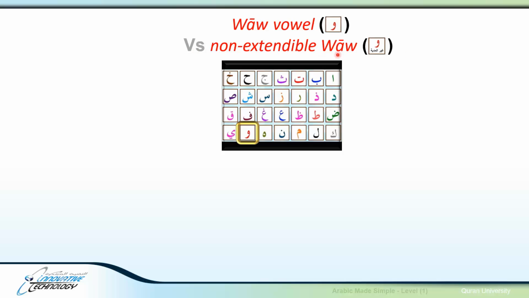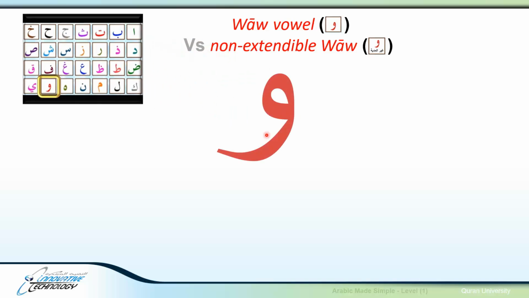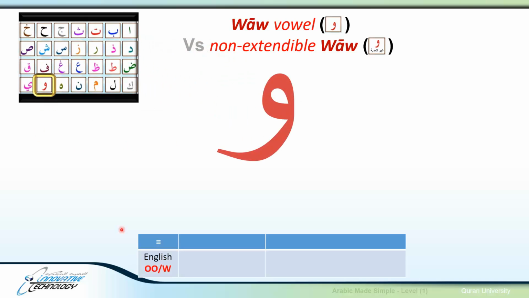Now we're going to discuss the two forms of the waw vowel, and compare it to the non-extendable waw غير المادية. So the waw has two forms. Both of them represent either the oo or the w of the English language. The first form is oo. The second form is wa. So this is a vowel, oo, extended. This is a short waw, and that's why we call it non-extendable waw.